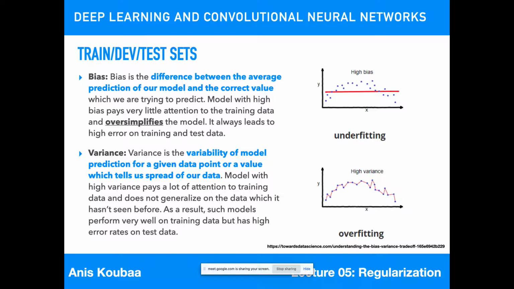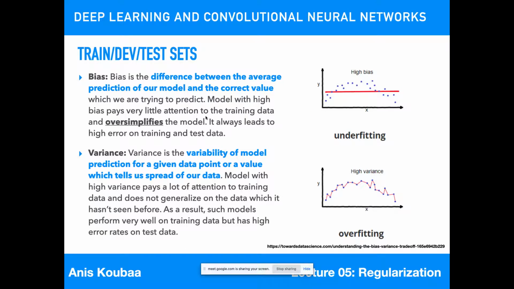Yes. Right? Yes. And this is why, if we look at the definitions of the bias and the variance, the bias is the difference between the average prediction of our model, in this case this line, and the correct value. This is the definition. So here we have high bias because the average prediction is very far from the points, the distance between the points and the line is large.